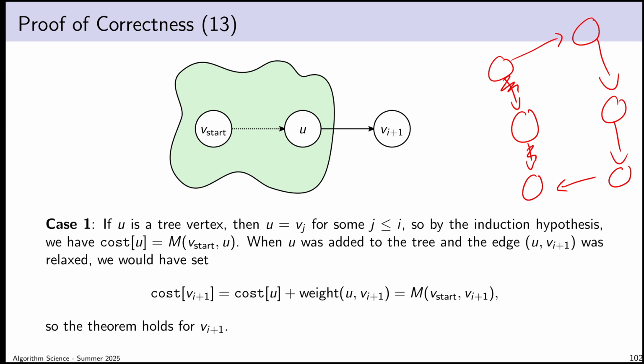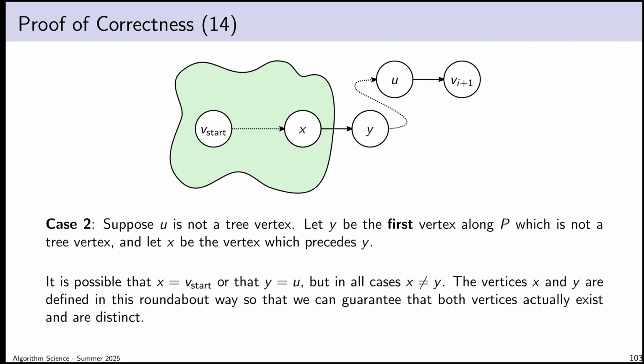So as one way of treating this with an open mind, consider that that might be what's happening here. Okay, so the path begins at v start, and then it ends at vi plus 1, and it might enter and leave the tree a few times in the meantime. Let's consider the first time that it exits the tree. So we know that v start is in the tree, so the path begins in the tree.